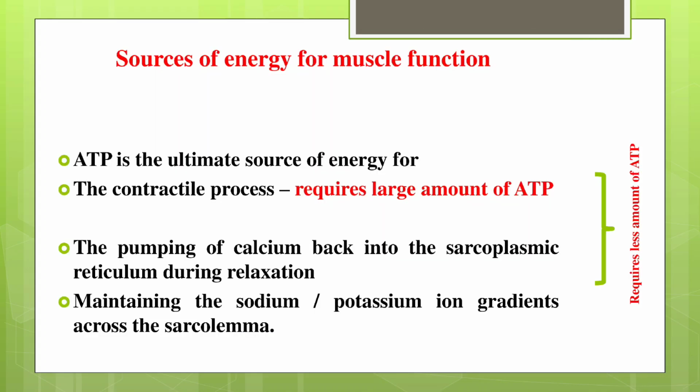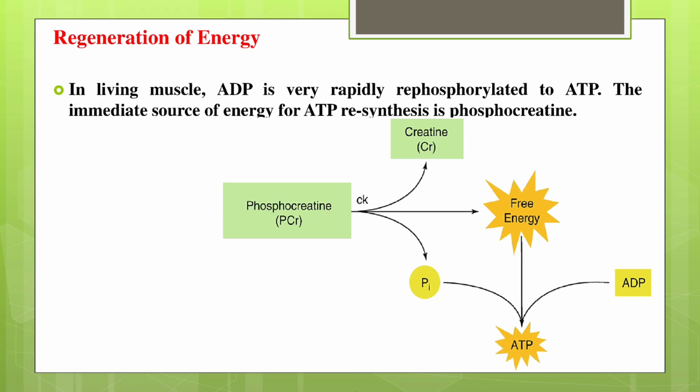Sources of energy for muscle function. ATP is the ultimate source of energy. The contractile process requires a large amount of ATP. It is also needed for pumping calcium back into the sarcoplasmic reticulum during relaxation, and for maintaining the sodium-potassium ion gradients across the sarcolemma. Regeneration of energy. In living muscle, ADP is very rapidly rephosphorylated to ATP. The immediate source of energy for ATP resynthesis is phosphocreatine.